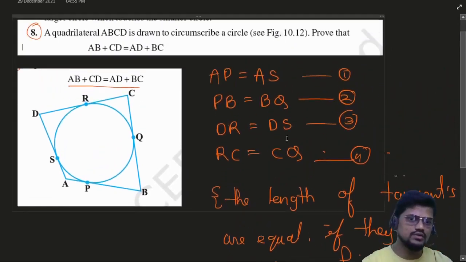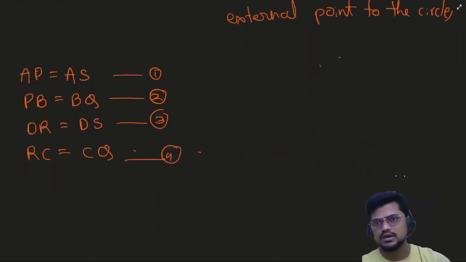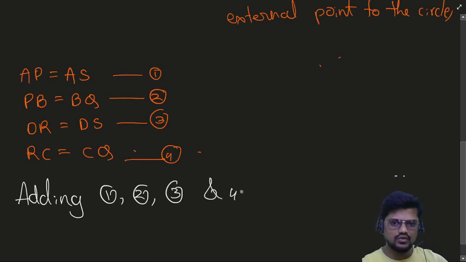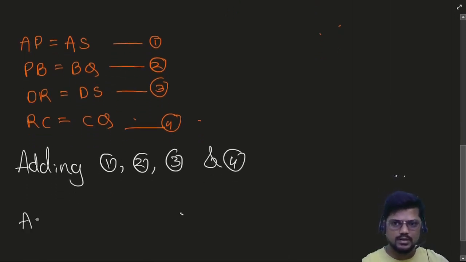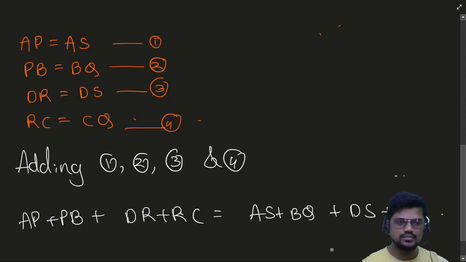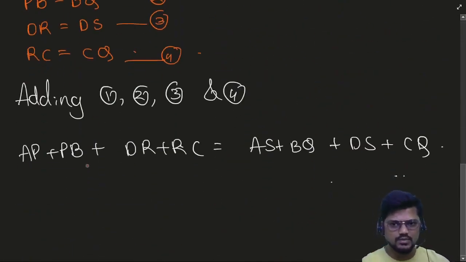Now, if I add 1, 2, 3 and 4, what do you get? AP plus PB plus DR plus RC is equal to AS plus BQ plus DS plus CQ. Now what is AP plus PB? It is AB. Combining these two, you will get AB.